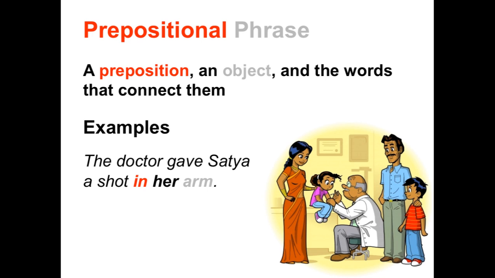The doctor gave Satya a shot in her arm. So in this sentence, we have the predicate gave and the subject doctor, the doctor gave. We also have the objects Satya, shot, and arm. However, prepositional phrases always start with a preposition. To identify prepositional phrases, you should first find prepositions. In this sentence, we have the preposition in, connected with the object arm. And there's also the word her connecting the two. So the prepositional phrase in this sentence is in her arm.